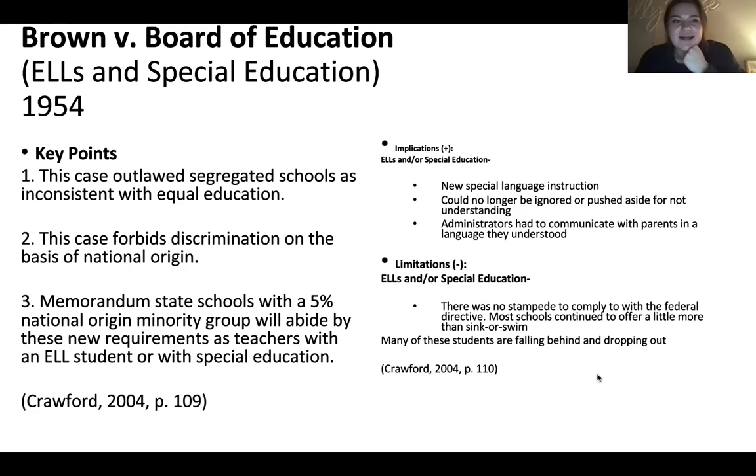So our first case is Brown versus Board of Education. This is an ELL and special education case, and it was in 1954. Some key points about this case are that it outlawed segregated schools as inconsistent with equal education. This case forbids discrimination on the basis of national origin, and a memorandum states that schools with a 5% national origin minority group will abide by these new requirements as teachers with an ELL student or with special education.